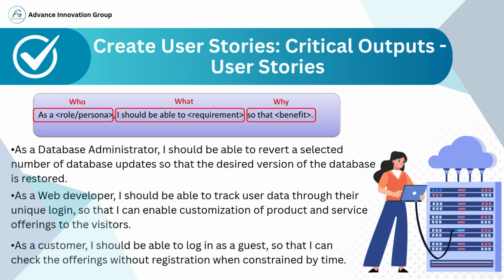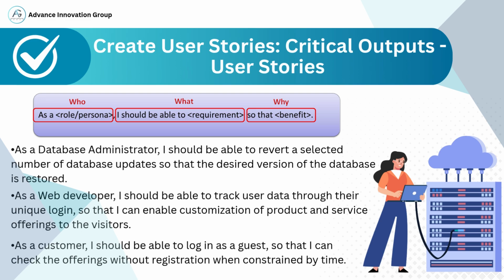1. The first example is from the viewpoint of a database administrator. It emphasizes the ability to revert changes, which is crucial for data integrity and control. 2. The second story represents a web developer's need to track users through logins. This supports personalization, a key factor in user engagement and conversions.